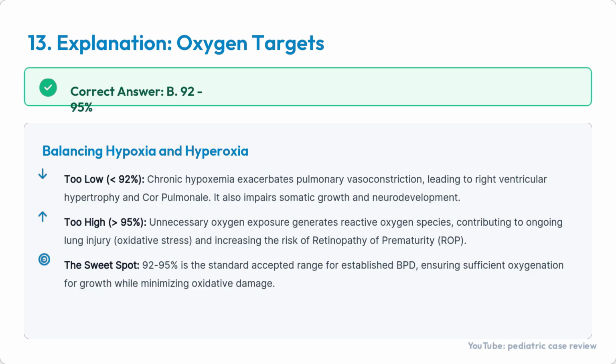This is the sweet spot for established bronchopulmonary dysplasia. Maintaining saturations lower than 92% exacerbates pulmonary vasoconstriction and impairs growth. However, targeting saturations higher than 95% generates reactive oxygen species, which contributes to ongoing lung injury and oxidative stress.